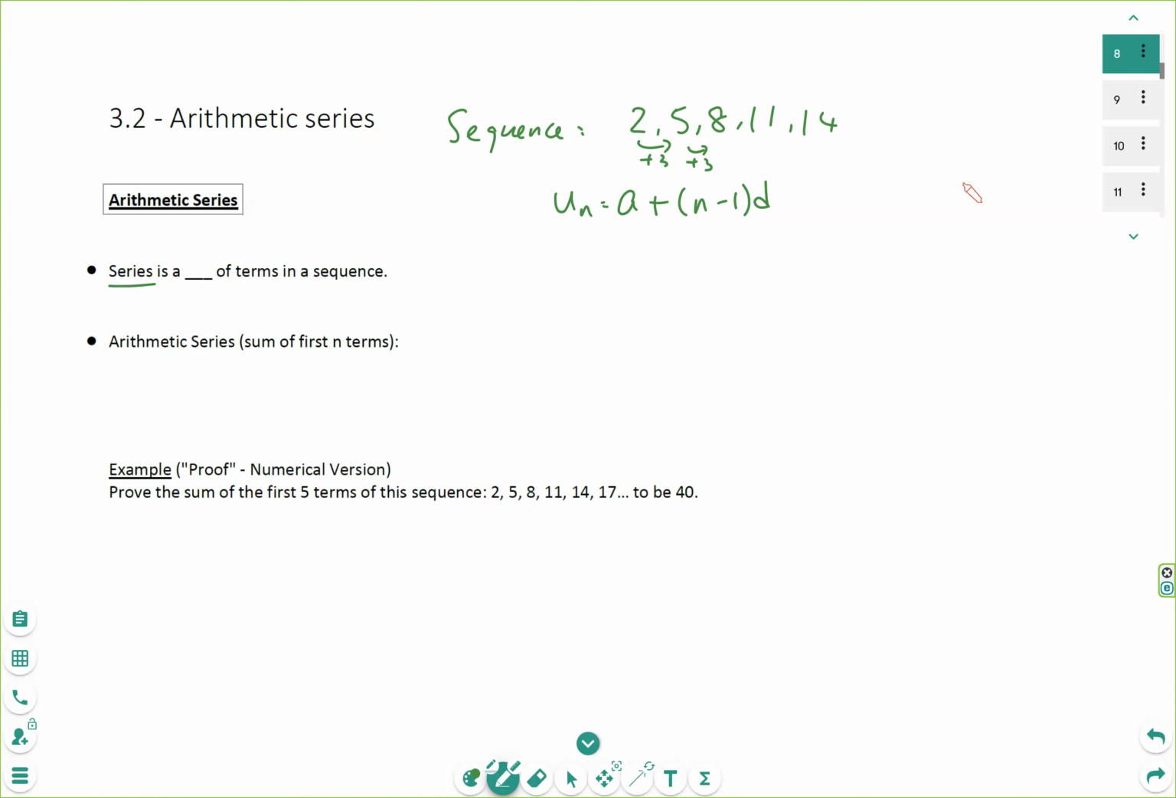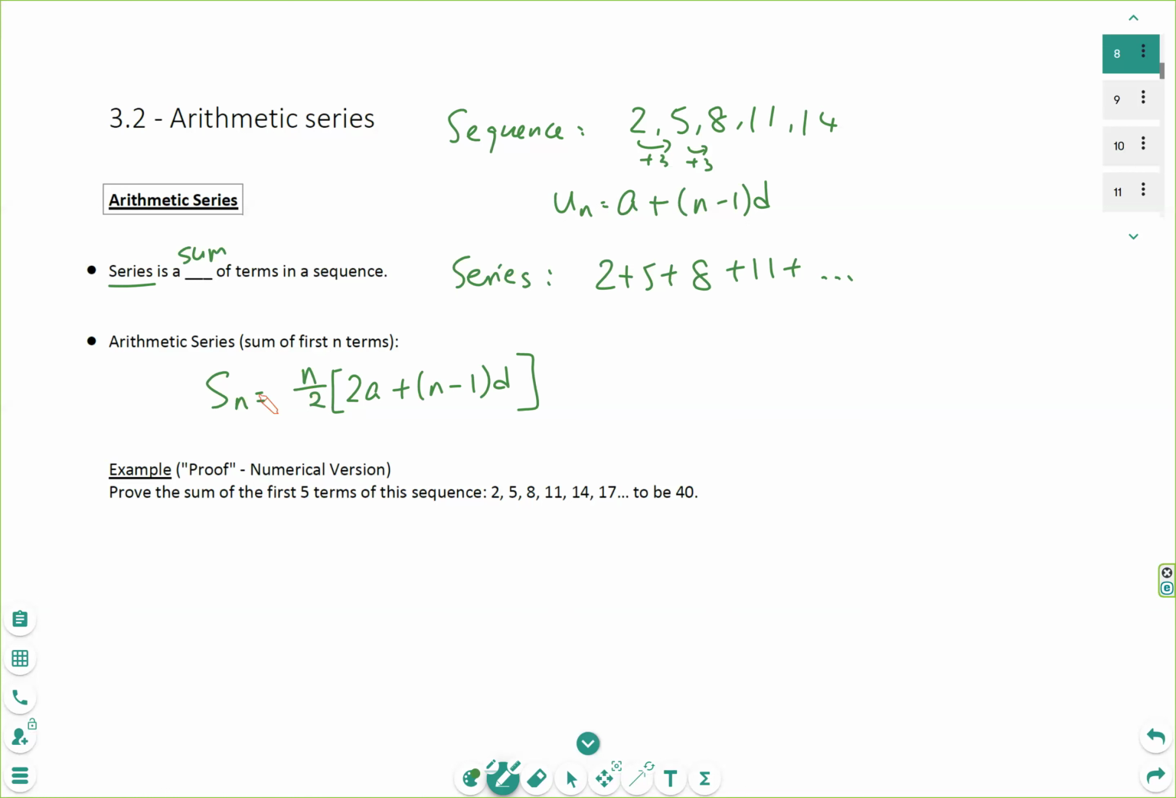A series, on the other hand, is a sum of the terms in a sequence. So using the same sequence, the series version will be 2 plus 5 plus 8 plus 11 plus dot dot dot. Just add up all the terms together. It's arithmetic because they still have a difference of 3. So for the arithmetic series, the formula is Sn equals n over 2 times bracket 2a plus bracket n minus 1 times d. Very similar to the sequence formula, so don't get them mixed up.